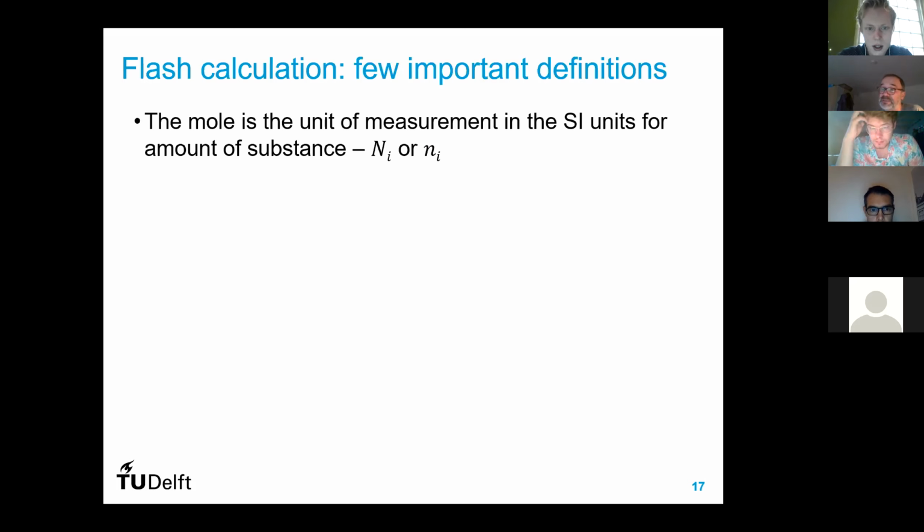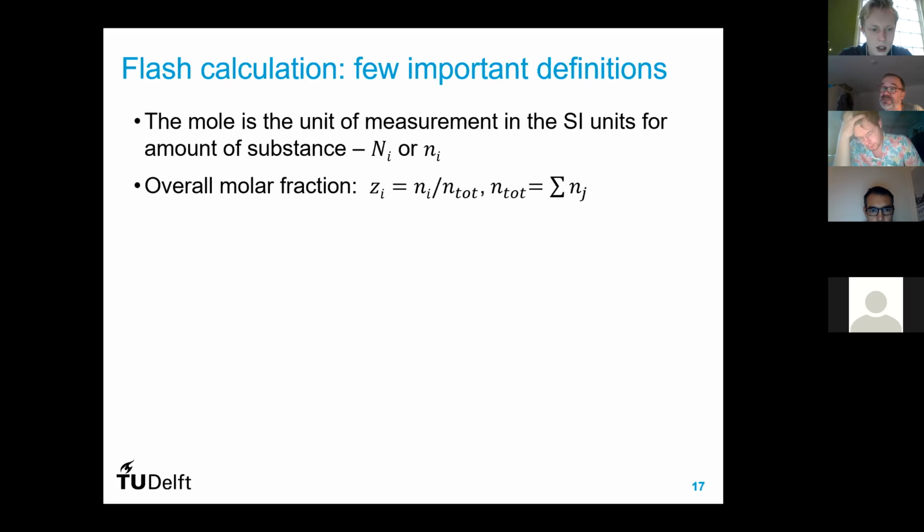Now, I will also remind you about these important definitions because they are used a lot in the flash calculation. So the first thing is we have the number of moles, which most of the time when you do this flash calculation is translated into the overall molar fraction. And overall molar fraction is just the number of moles of your component I divided by the total number of moles. Or you can think about this as the number of molecules divided by the total number of molecules.